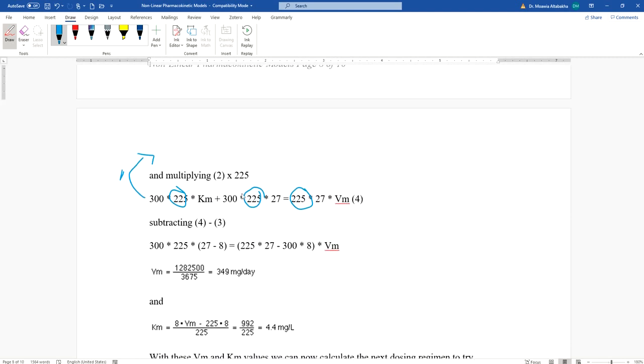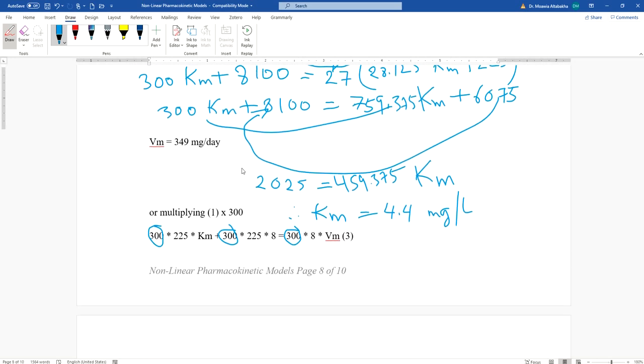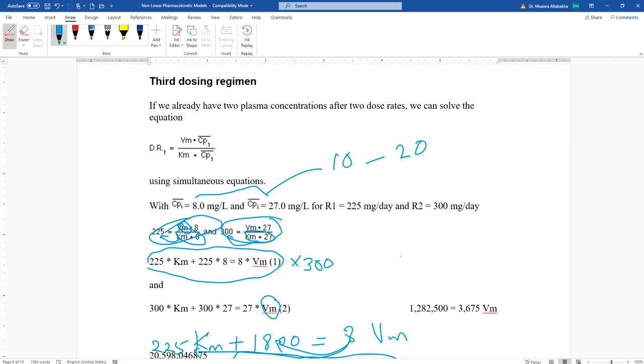So instead of running all these equations, we have a graphical method which allows you to calculate the Vm and Km and the new dosing rate, but only on one condition. What is it? To have two dosing rates like what we did before. We need to have two dosing rates, 1 and 2, and two average concentrations.